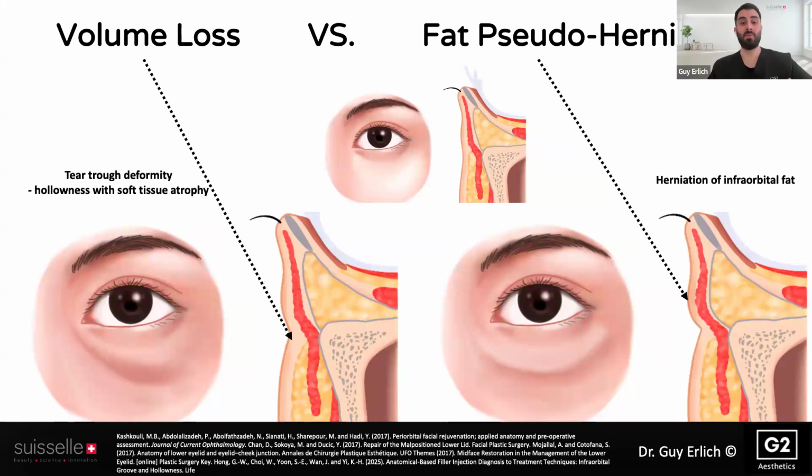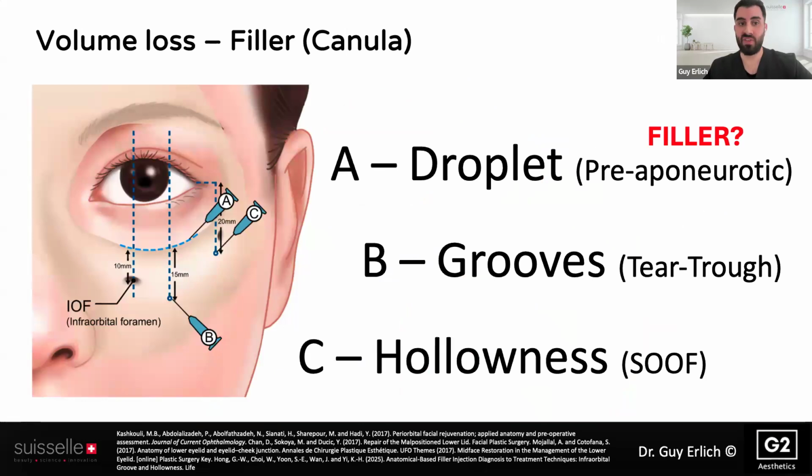So it might be that we have both of them, but the targeting is different. If I want to target volume loss, I will target it with filler. As I said earlier, we have different insertion points for the cannula. I inject only with cannula fillers in the periorbital area, but of course, every one of you has their own experience.